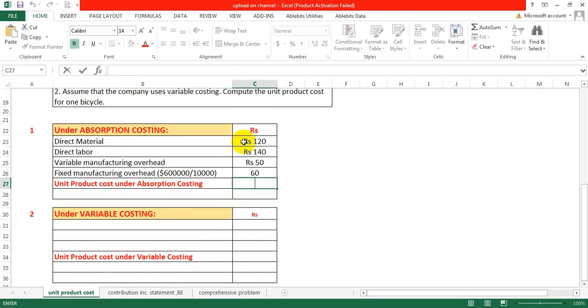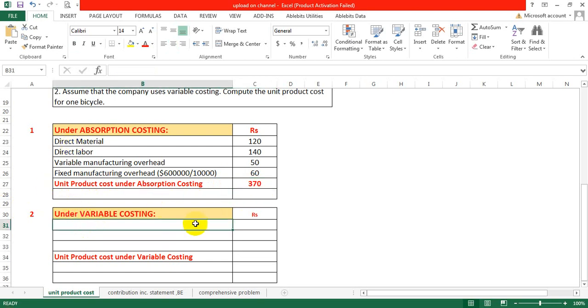Okay, calculate the unit cost, right? Sum all these values: 370. So my unit product cost under absorption costing is 370.